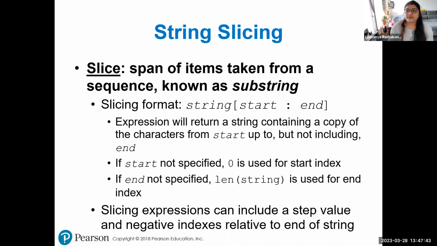So for example, if you are only considering the word string, ring is a substring of string. So maybe it's not a good choice of word, but let's see. Maybe it's not a good example, but I'm trying to find if we have any. Okay, expressions is a word, and express is a substring of the string expressions. Hope that's clear. Okay. So slicing expressions can also include a step value and negative indices as well. So let's see some examples.